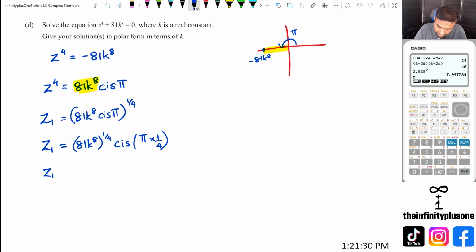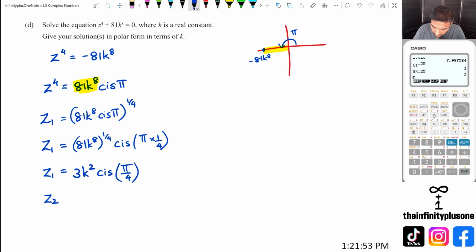So my first z1 is 81 to the power of 1 over 4. That's going to be 3. If you're unsure, you can just put that in the calculator. So you've got 81 to the power of 0.25. That's going to give you 3. And then 8 times 0.25 is 2. So that's going to become 3k squared cis pi over 4.